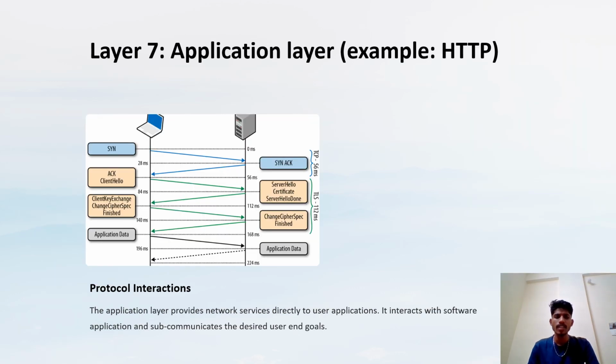Layer 7 is the last layer, that is the application layer. Example, HTTP. Protocol interaction. The application layer provides network services directly to the user application. It interacts with the software application and communicates the desired user end goals. So this was all about layer 7, the application layer.